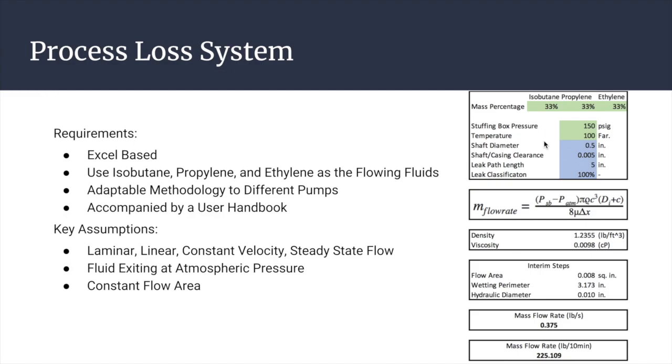The colored cells here are locations for user input that define the type of fluid flowing as well as the pump dimensions. This area shows the equation derived in order to solve for the mass of the lost fluid. Some assumptions that are key to this equation being valid are laminar, linear, constant velocity and steady state flow of the fluid, and a constant flow area through the mechanical seal.